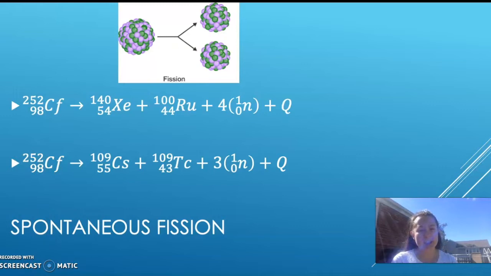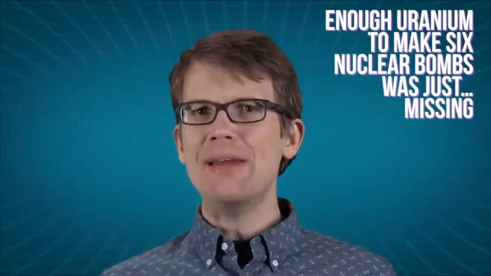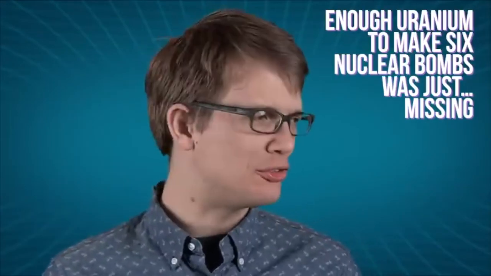But spontaneous fission can also occur in other places. So we're going to take a look at a spontaneous fission reactor. In 1972, French scientists were testing some uranium taken from the Oklo mine in Gabon, Central Africa, when they noticed something odd. They had a lot less usable uranium than they thought they did. Enough uranium to make 6 nuclear bombs was just missing.